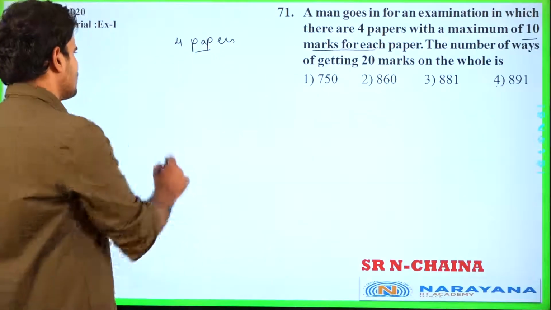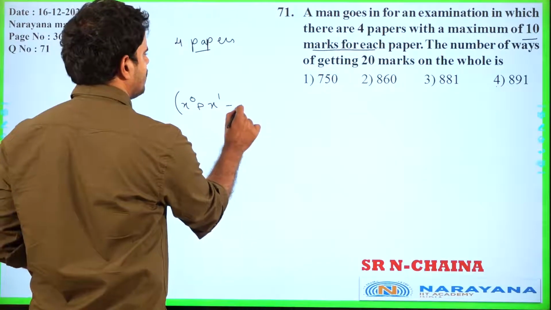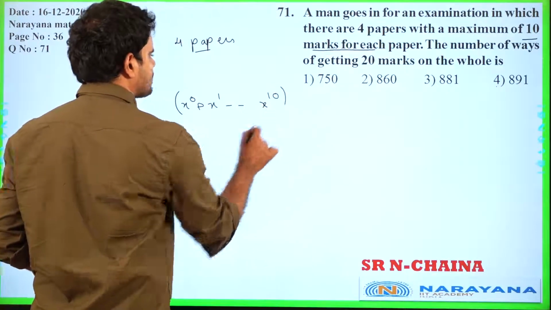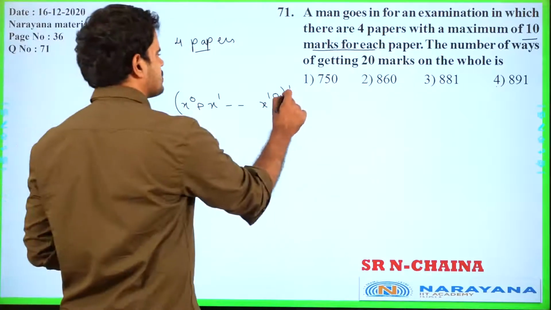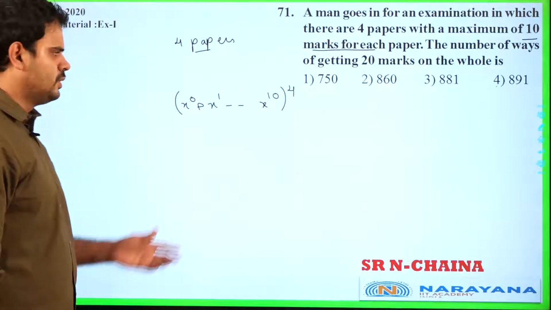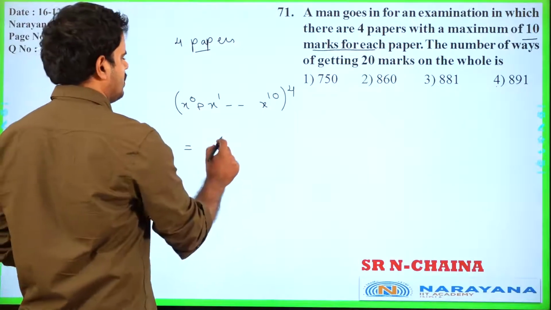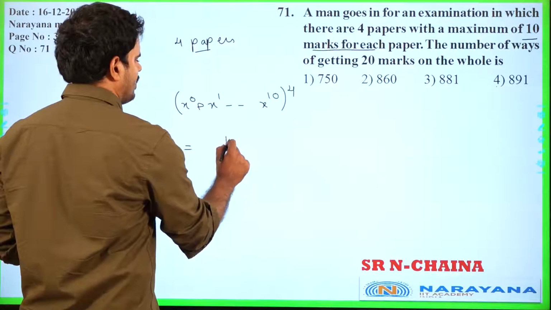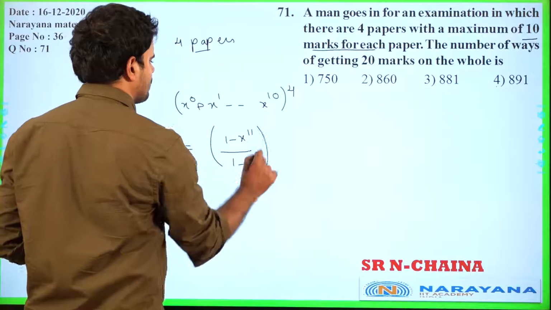So what is the multinomial theorem? We have x to the power 0 plus x to the power 1, up to a maximum of x to the power 10, which are the marks he can get. How many papers do we have? We have 4 papers, so the whole power is 4. If you solve this, it becomes (1 minus x to the power 11) by (1 minus x), whole power 4.